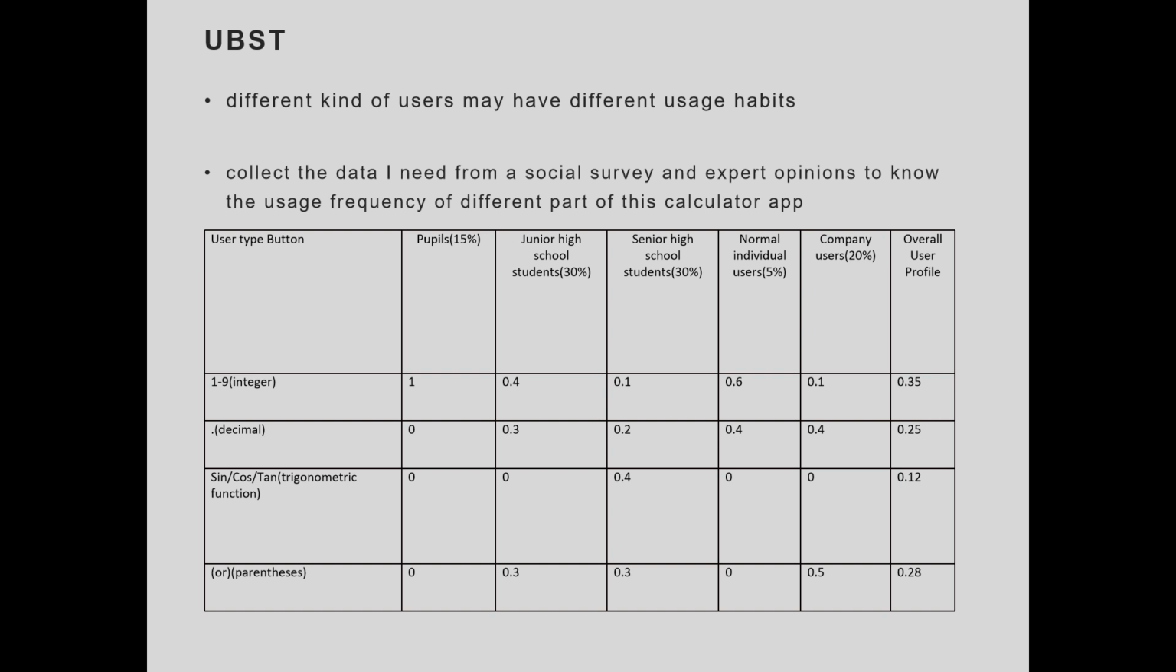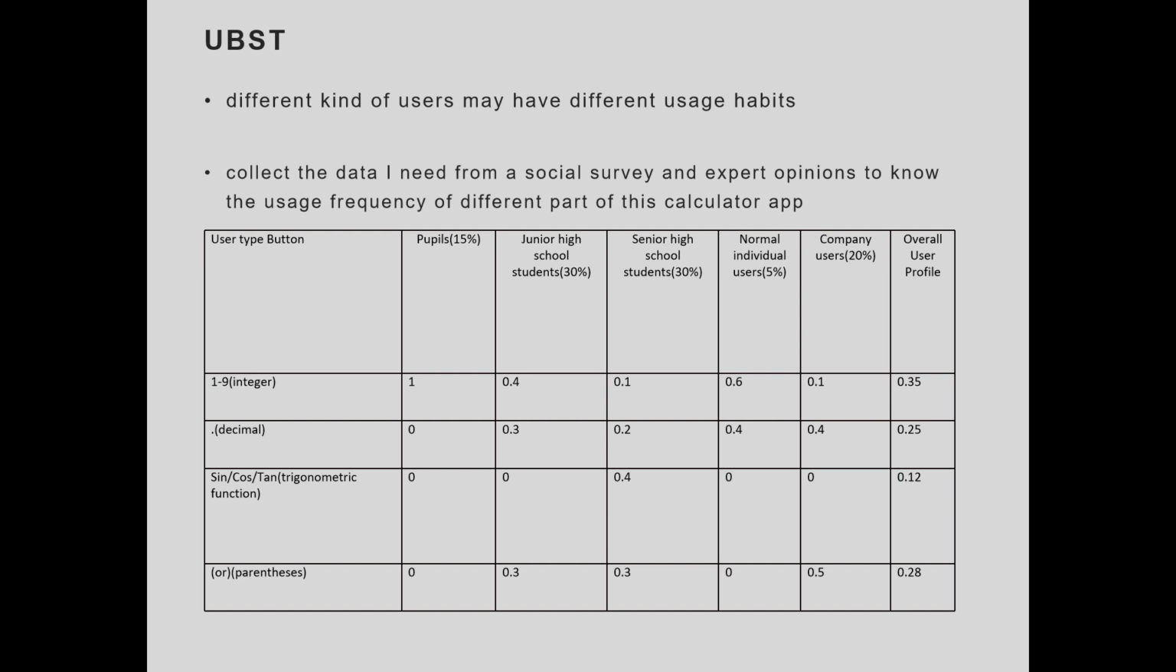For instance, pupil users basically only need the functions of plus, minus, multiply, and divide with integers, and junior school students may need them with integers, decimals, and parentheses. So UBST may be a better idea.